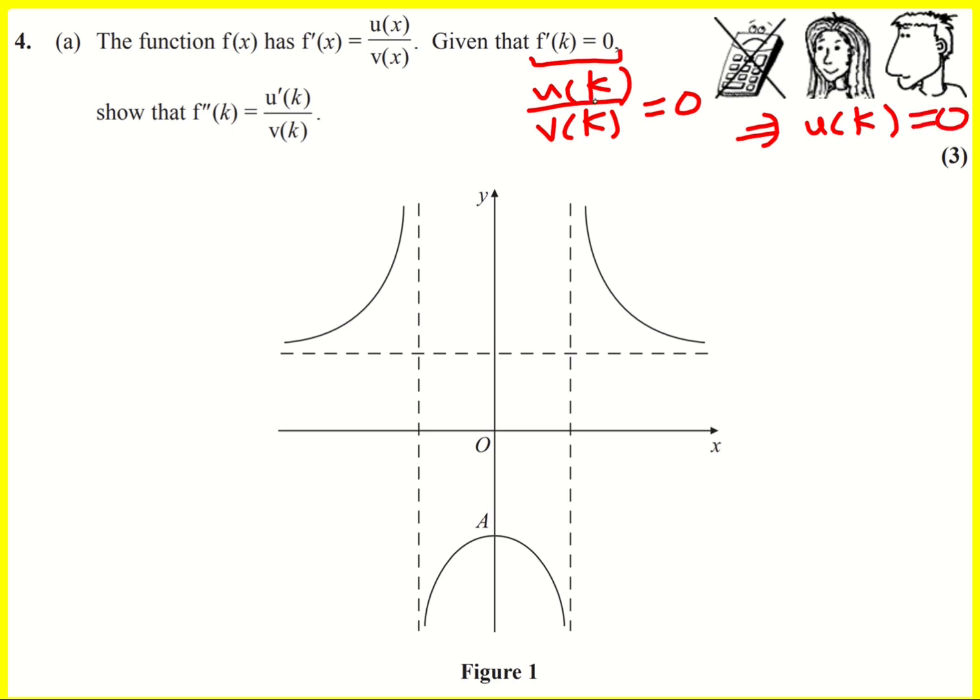Because I'm dividing two things, you can't divide by something to give something else that is equal to 0. Like if this was 5, you can't do 5 divided by any number to get 0. It must be that u k is equal to 0. So we just need to bear that in mind. Let's find f double dash x to start with.